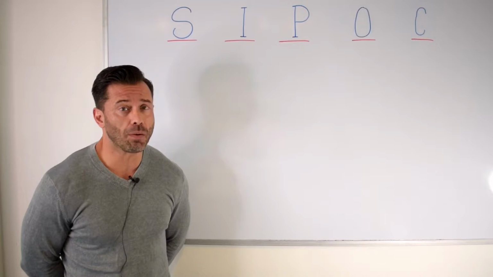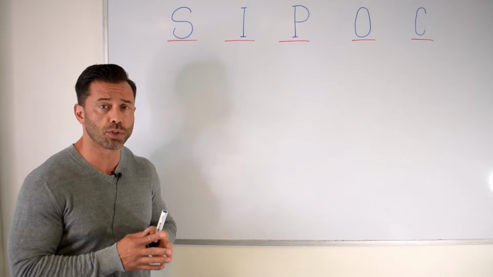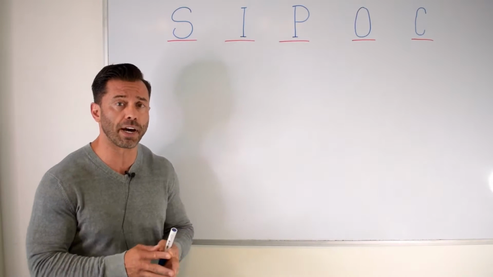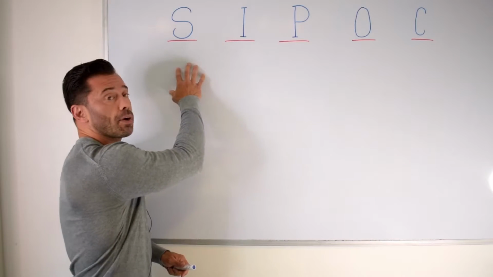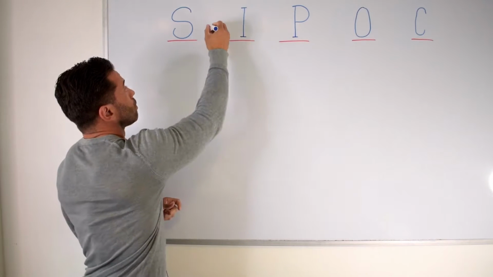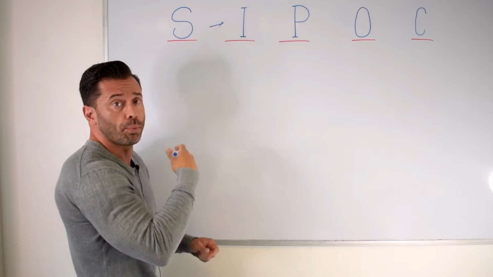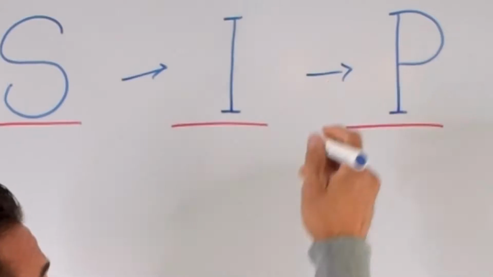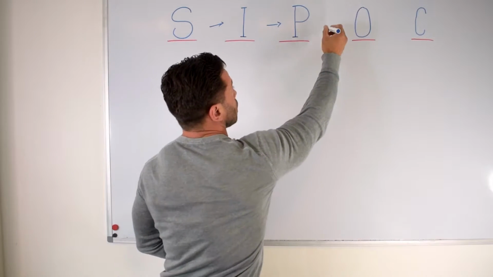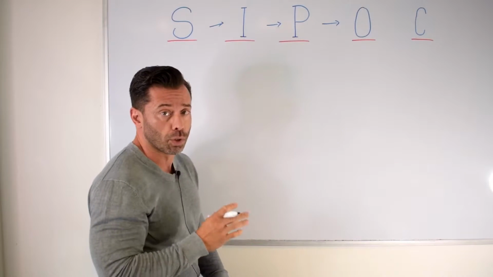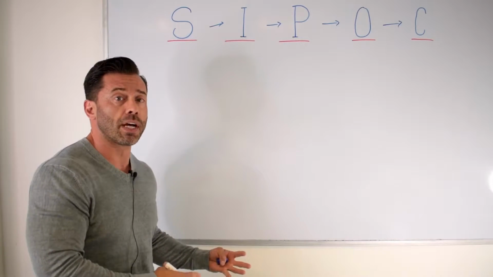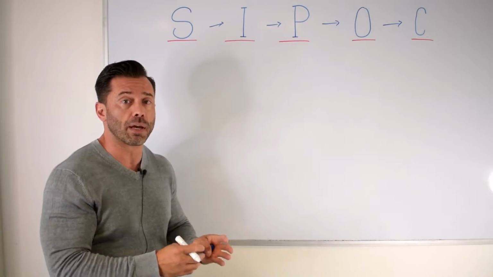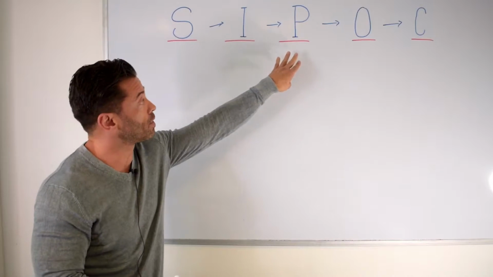To explain the SIPOC, I will choose a process everyone can relate to. We will make a cheesecake. First consideration when it comes to a SIPOC is the fact that it is presented in a linear manner, in the sense that your suppliers give you inputs that you then put into a process that will generate an output that you then deliver to your customers. Hence the acronym SIPOC.